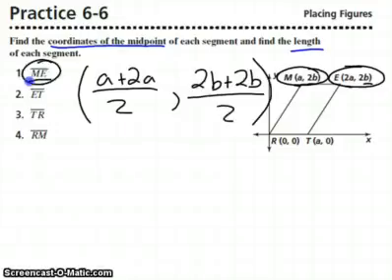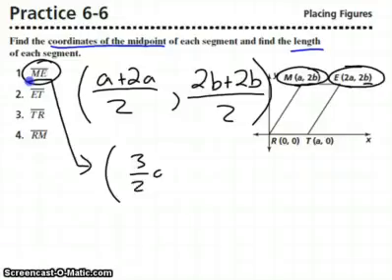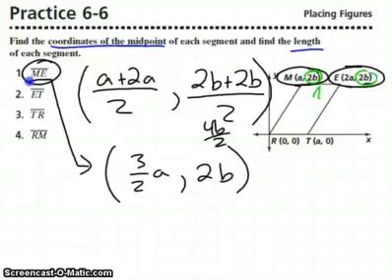So for the coordinates, I have a plus 2a gives me 3a over 2. 3a over 2 is the same as 3 halves a. Then 2b plus 2b divided by 2: we get 4b over 2, and 4 over 2 is 2, so we just get 2b. Why does that work? Well, since they're both at the height of 2b, it would make sense that the midpoint, which would be right here on the line, would have that same y value of 2b.